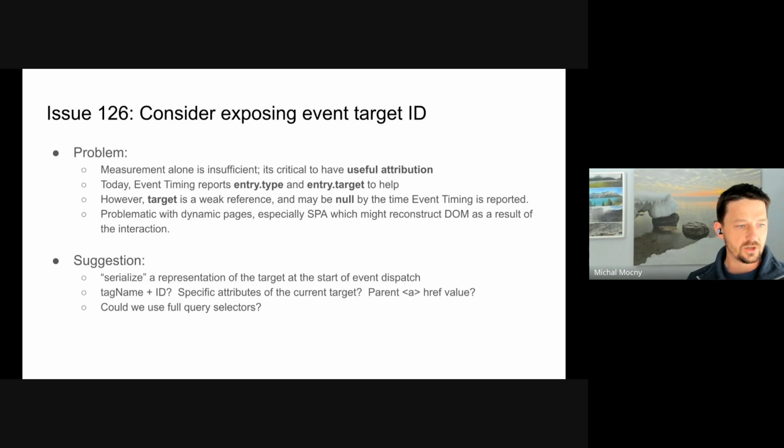So the suggestion is, could we serialize a representation of the target at the start of event dispatch? So if the target disappears, at least you'll have some representational reference. One simple thing to do is just to report the original tag name and ID of the element. Maybe there are specific attributes that help describe the context of that element. Maybe it's important if you're clicking on a link to have information about any anchor tags or href values that were nearby. Or maybe we could even do full query selectors.